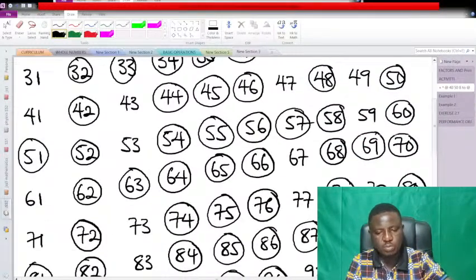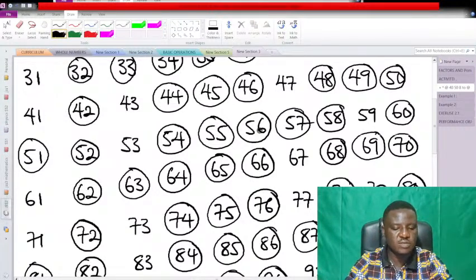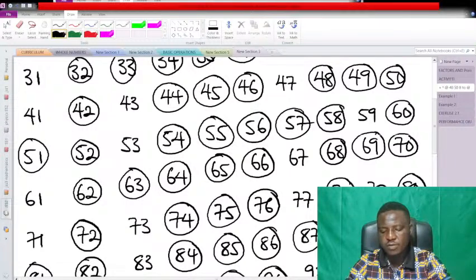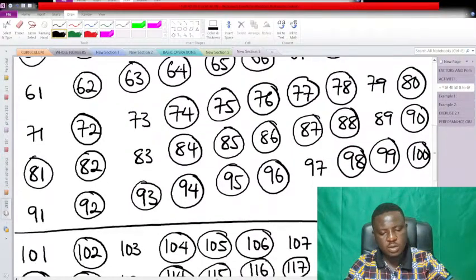42. Where I stopped. Counting on in sevens, the next one should be 77. Then we have 84. 84 plus 7.